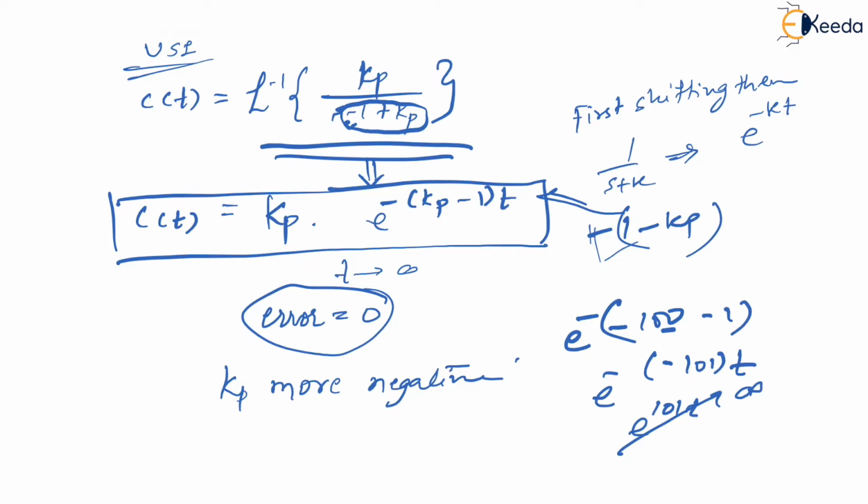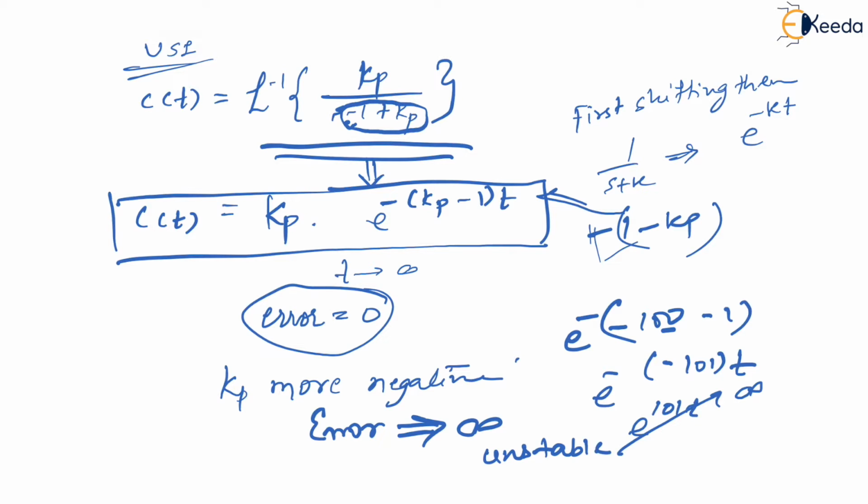Which means if kp is more negative, then error will shoot to infinity. Getting my point? Yes. So it means that again it may cause it to be unstable. This is the reason only a proportional controller will not help in any manner.